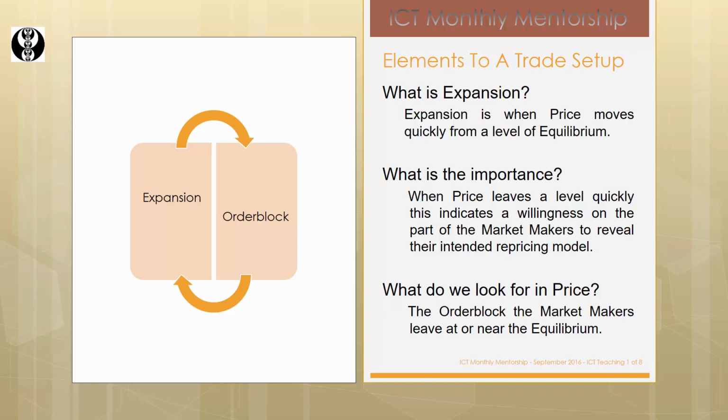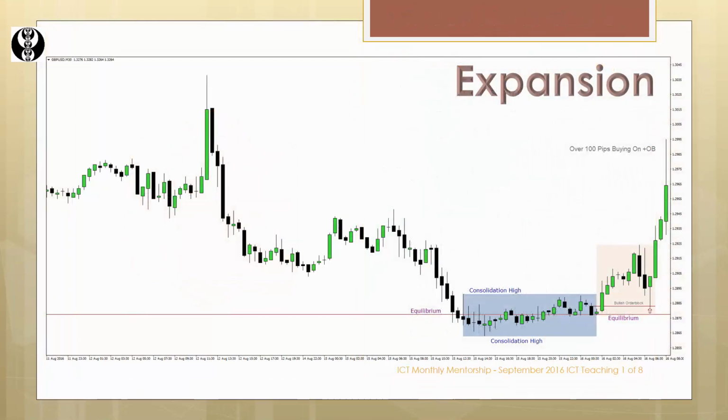The order block that the market makers leave near or at the equilibrium price point. So I know what you're thinking. Okay, Michael, this is already going over my head. Give me some examples. No problem. I'm going to show you that right now.